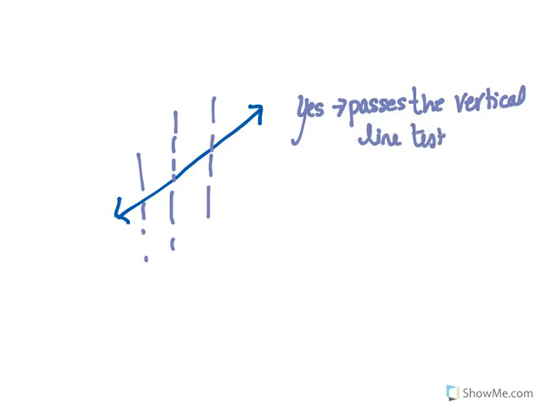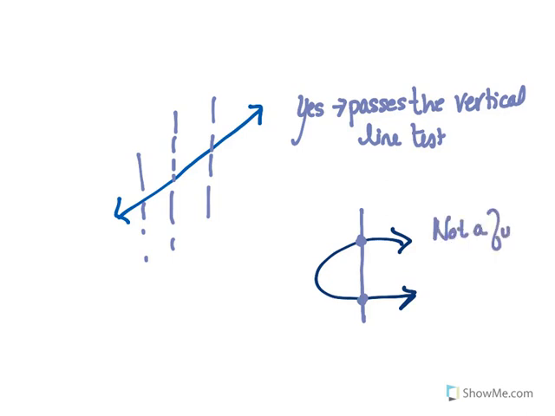But what if I was looking at a graph that was something like this? Now, if I drew a vertical line through this graph, I would hit the graph more than once. So that is not a function because it does not pass the vertical line test.